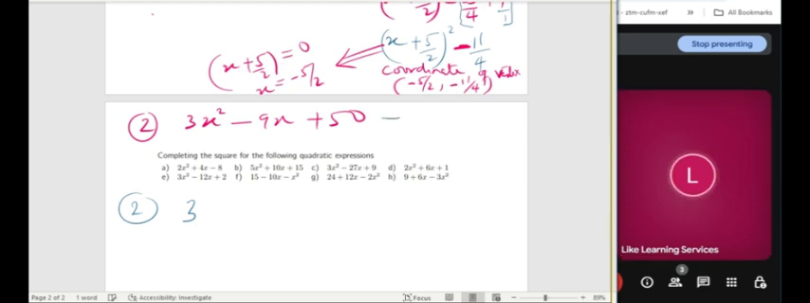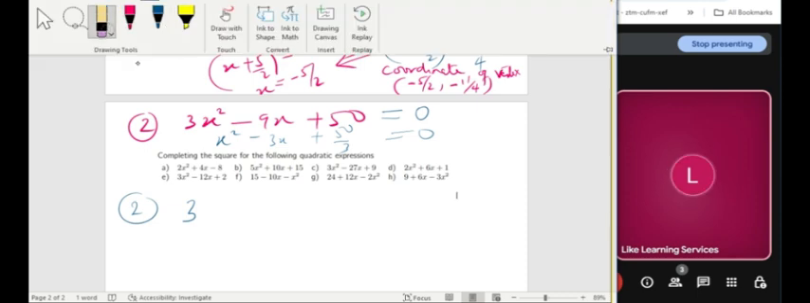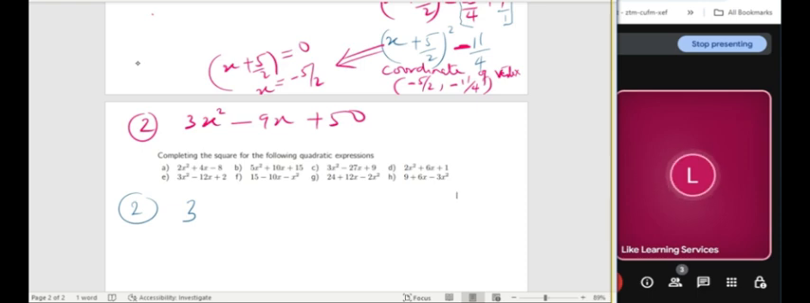But if it was equal to 0, you can afford to throw it away. You can divide all through by 3, and it becomes x squared minus 3x plus 50 over 3 equal to 0. So you can throw it away. But it's not an equation. It's an expression. So you can't throw the 3 away. You will divide all through by 3, but it will still be there. Did you hear me? So I was trying to caution you about something. Yes, you divide through by 3, but you're not going to throw it away.